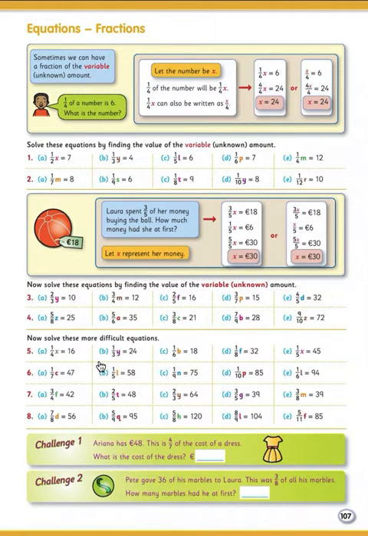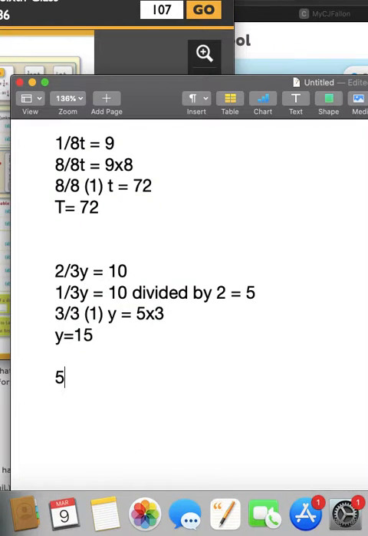Now solve these more difficult equations. So how are they more difficult? They're not too bad. It's just the numbers are bigger that you're dividing into. For example, 5/9 q equals 95. Is that what I said? 95.